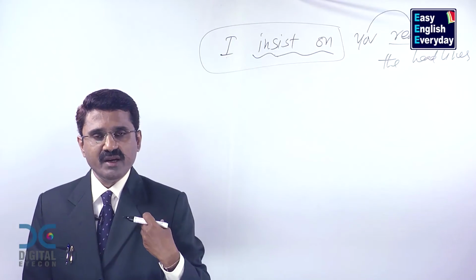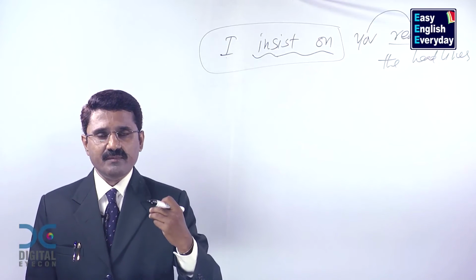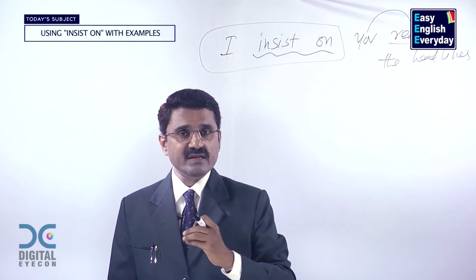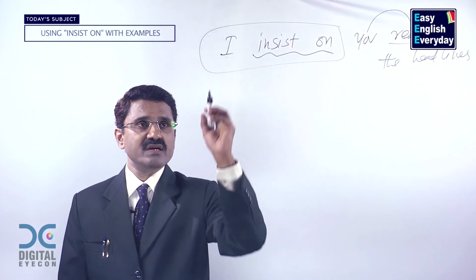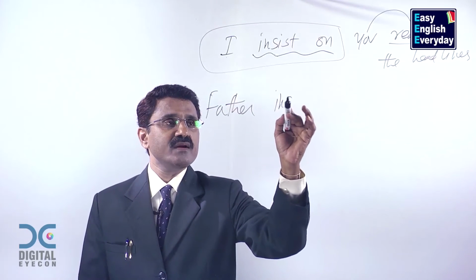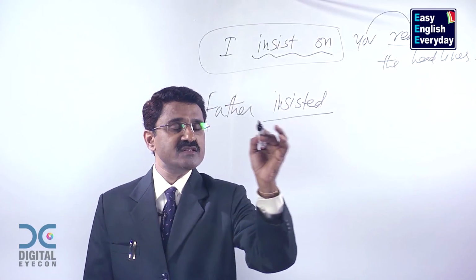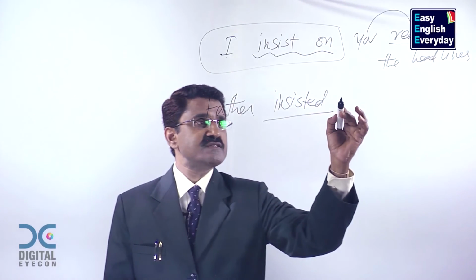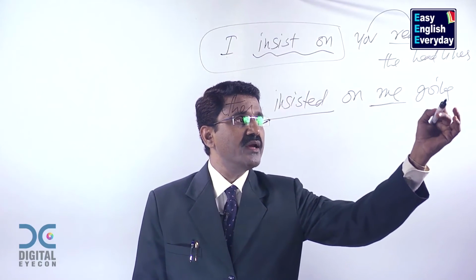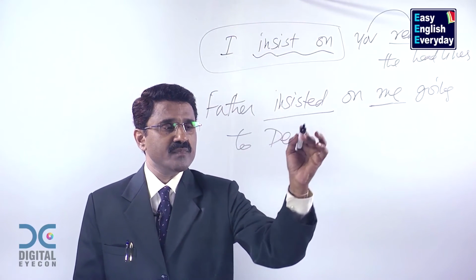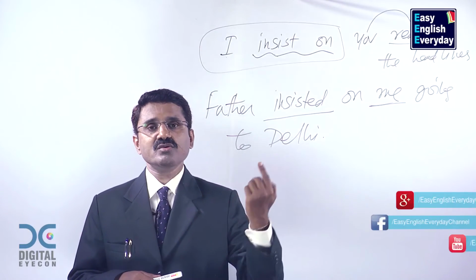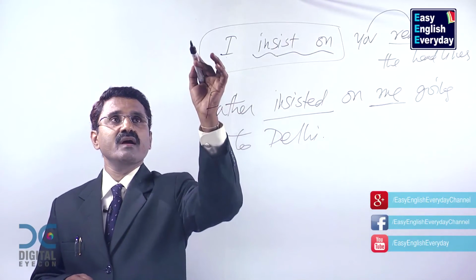My father told me to go to Delhi. He told me many times. He wants only me to go to Delhi. He does not want anybody else to do that. Then I should say it like this. Father insisted, because this is past tense. Father insisted on me going to Delhi. What does it mean? Father wanted only me to go to Delhi, not anybody else.